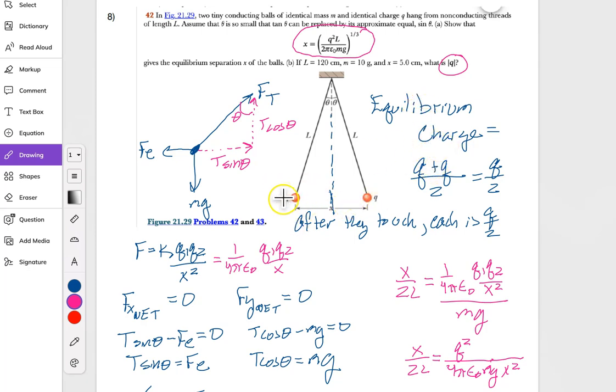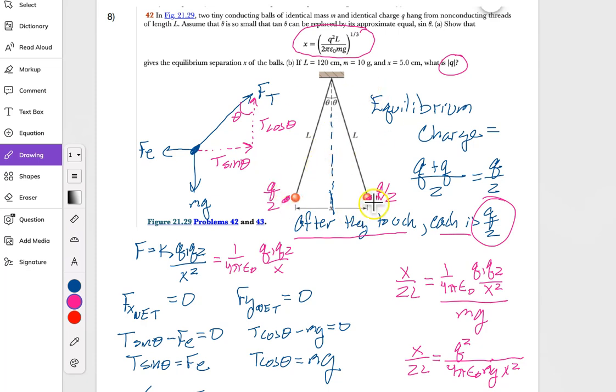Well, if this one is Q and this one is Q and they touch, then we know we just add the two charges together, divide by 2. So after they touch, each one is Q over 2. So now the new charge is Q over 2 for this one, and it's Q over 2 for this one.